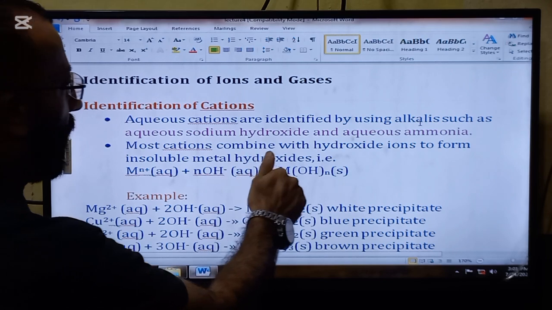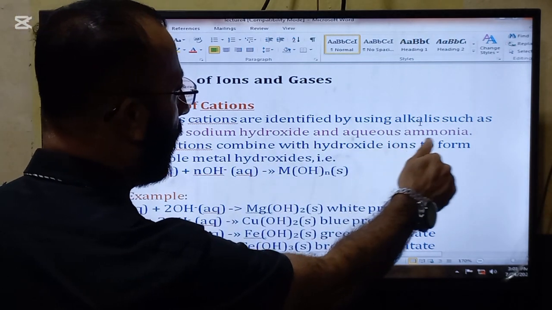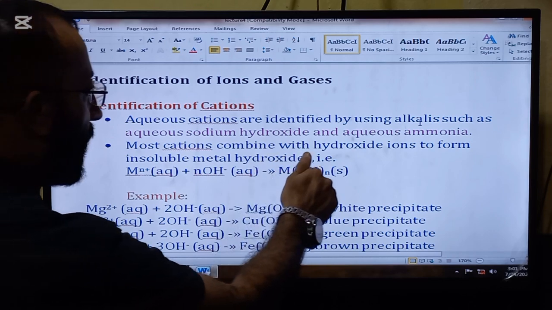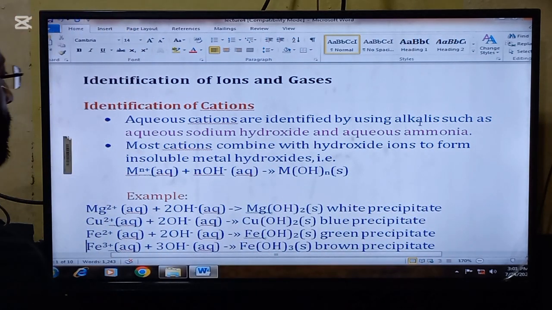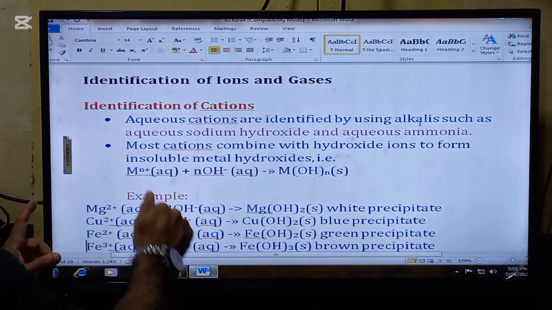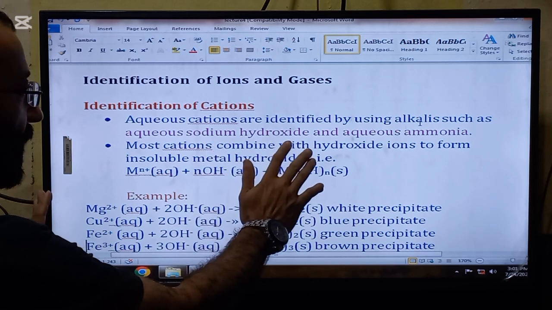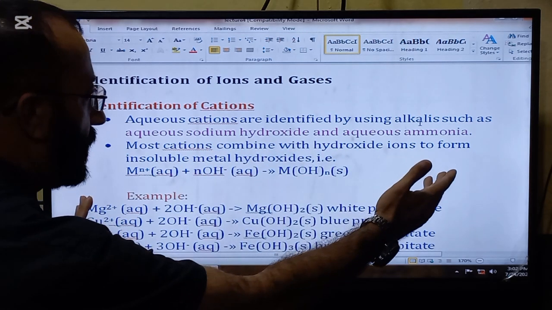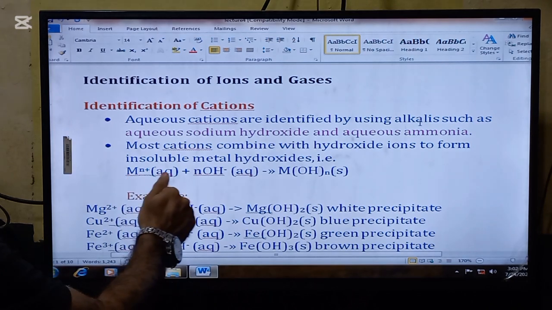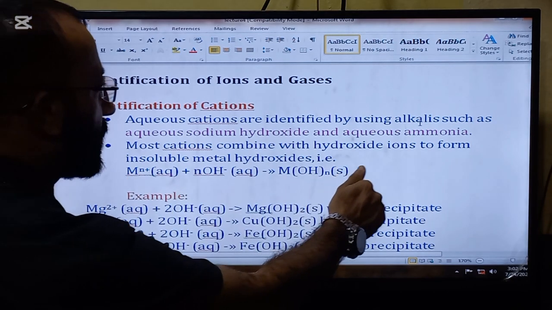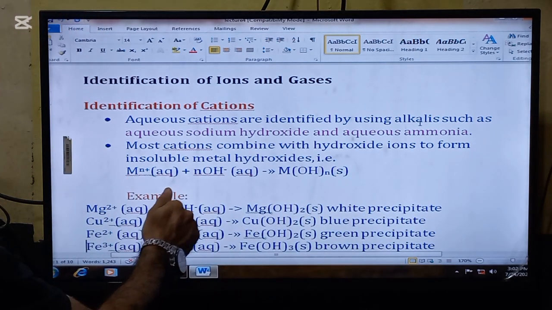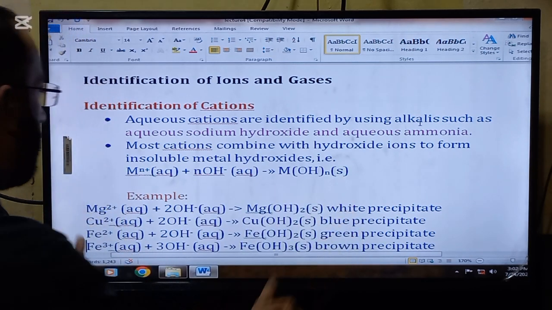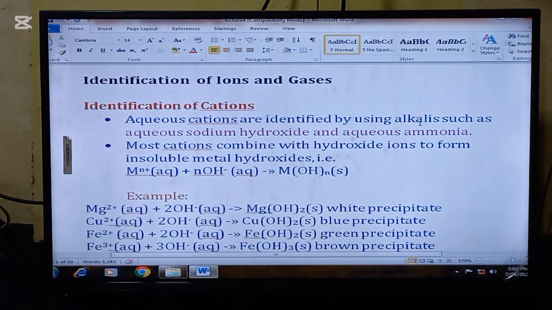Aqueous cations are identified by using alkalis such as aqueous sodium hydroxide and aqueous ammonia. So the first thing is, aqueous cations can be identified by using sodium hydroxide and ammonia. Now look, most cations combine with hydroxide ions to form insoluble metal hydroxides. This is the general equation, and here are the equations.